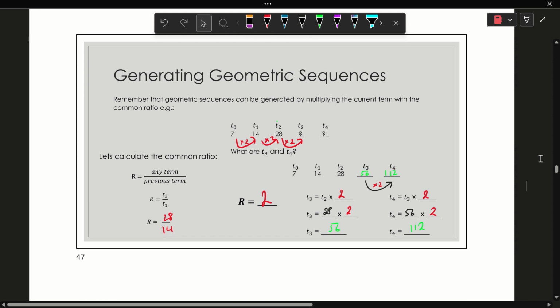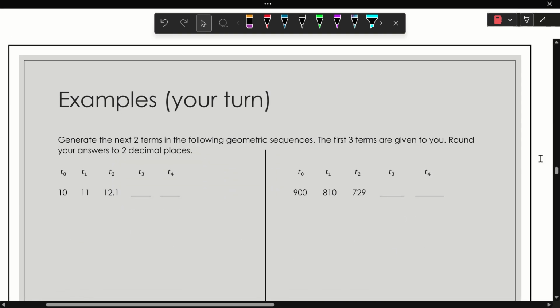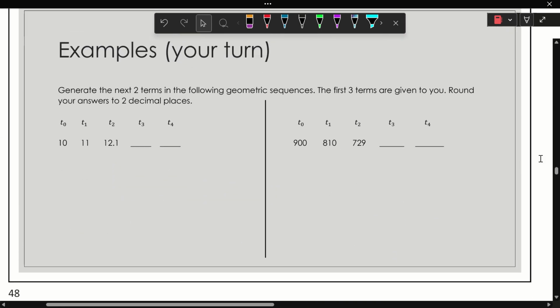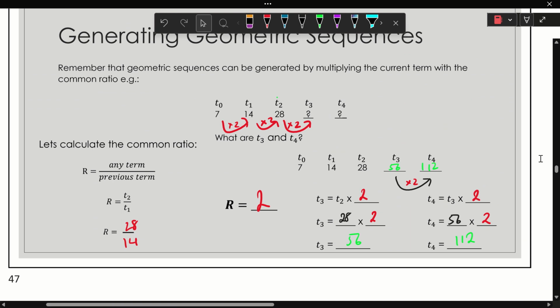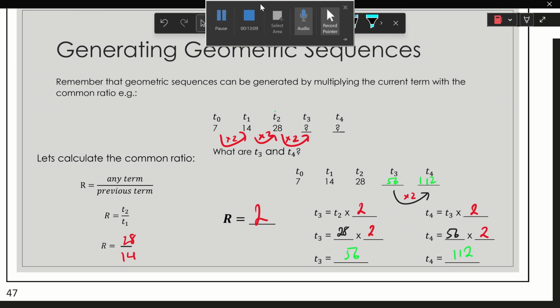Okay. If you're finished copying that, can you please do the next two as an example? So do those two for me. I'll leave this up here. But do the next two.